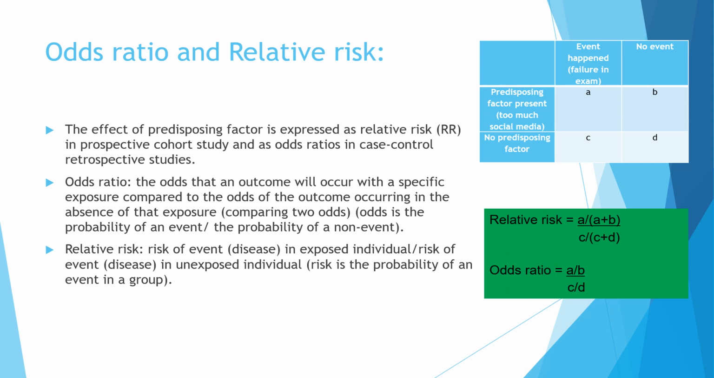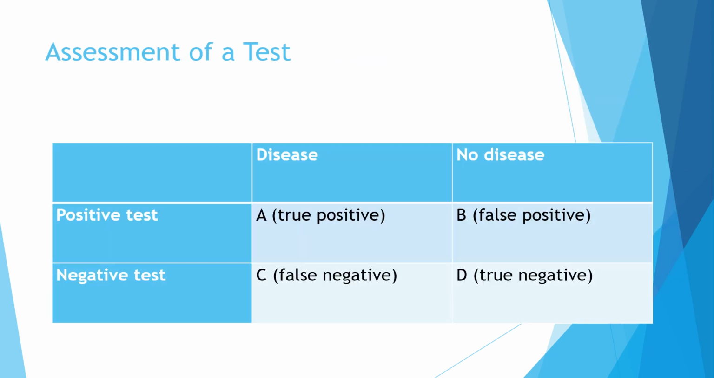The last part of this lecture is going to speak about assessment of tests that are done for disease. So we're going to talk about sensitivity, specificity, and positive and negative predictive values. We are going to use this table to describe them. This column here is individuals who have the disease. This column is for individuals who do not have the disease. This row is for individuals who have a positive result, and this row for the people who have a negative result.